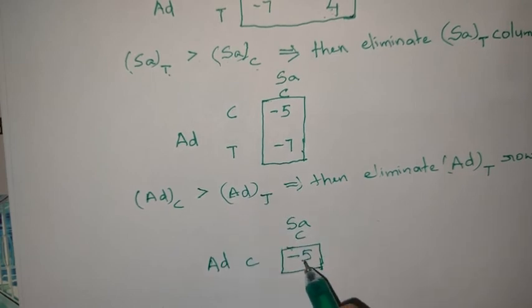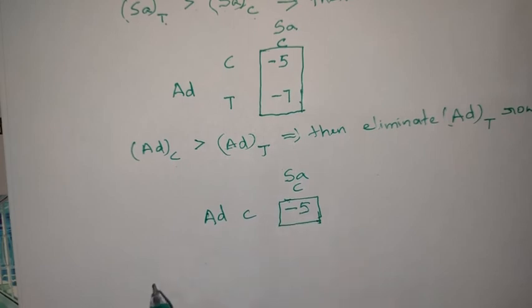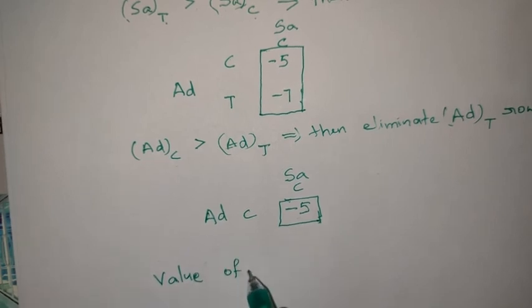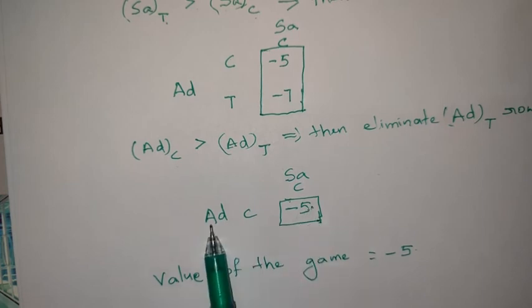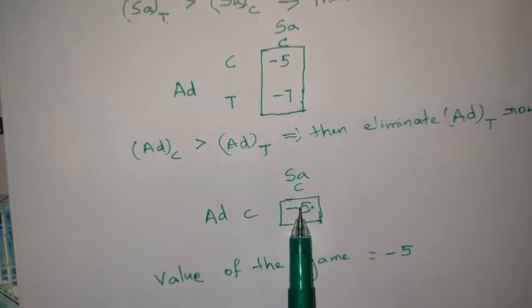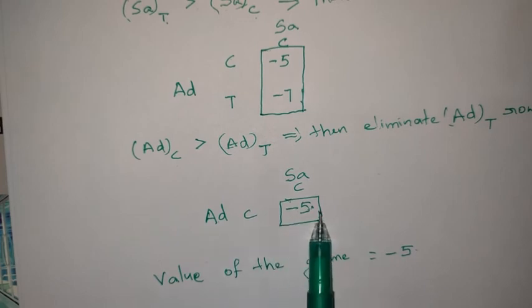Now we got only a single value matrix. So it is nothing but our answer. Then what is the value of the game? Therefore, the value of the game is equal to minus 5. So what is meant by minus 5? For rows, if minus is present, it will be a loss, and for columns it is a gain. That means Aditi loses the game by 5 minutes.